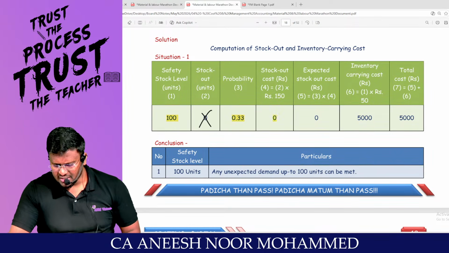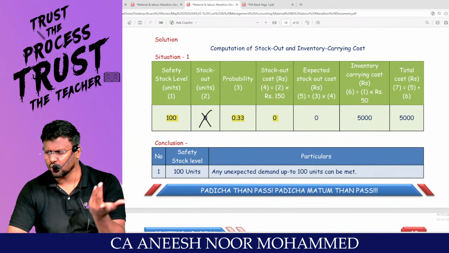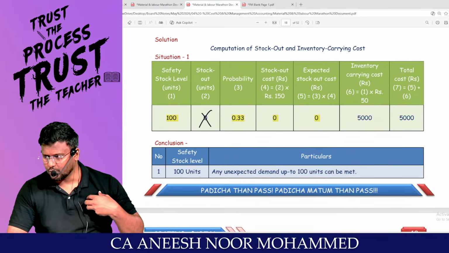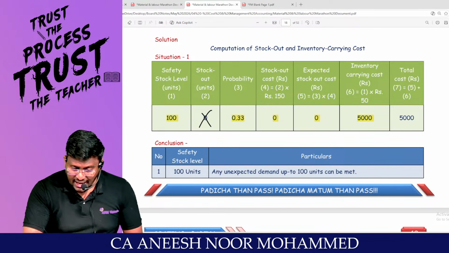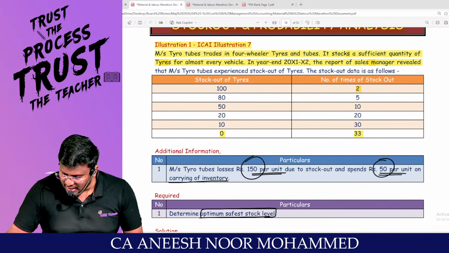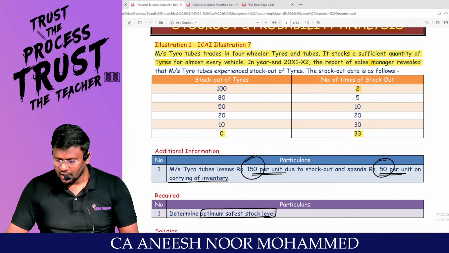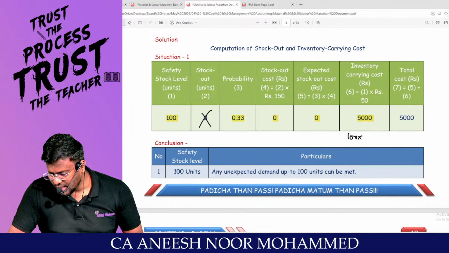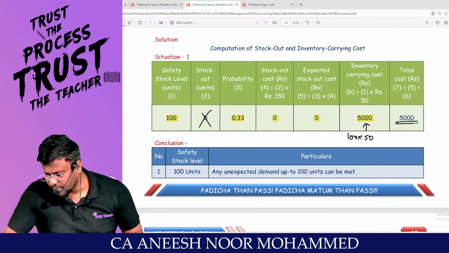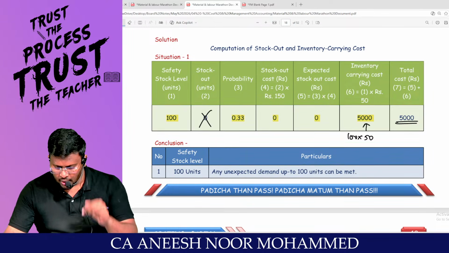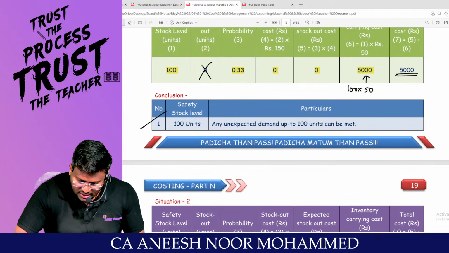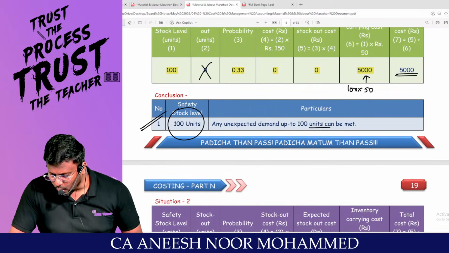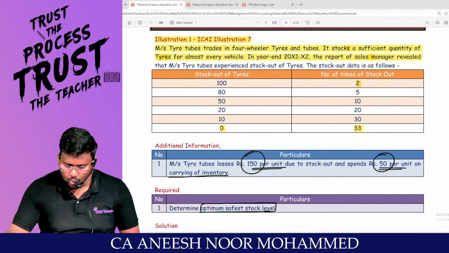That's why 0.33. Sir, if there is no stock out, there is no concept of stock out cost at all. There is no expected stock out cost I have to spend. Am I right? But I have to carry 100 units. To carry every one tire, 50 per unit will be the cost I'm supposed to spend. So 100 into 50, 5,000 rupees will be the total cost in this scenario. So my dear lovable students, if you are keeping 100 units as safety stock, any unexpected demand up to 100 units can be met.